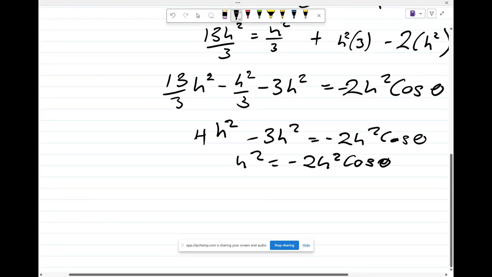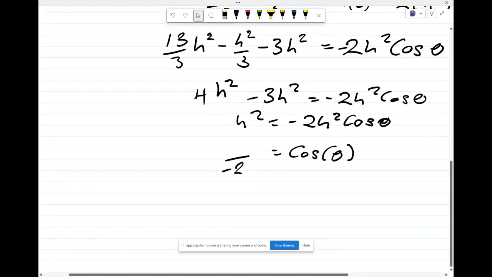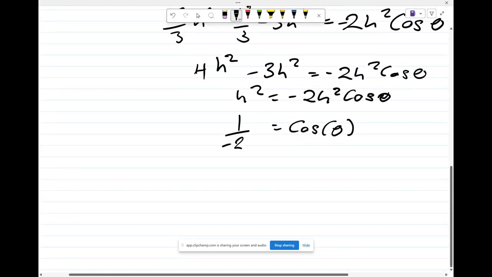Now, h squared is equal to minus 2h squared cos theta. We're trying to get to the cos theta. What's stopping us? The minus 2h squared. So let's divide across by the minus 2h squared. So h squared over minus 2h squared is equal to cos theta. H squared above the line, h squared below the line, they'll cancel. And we're left with minus 1 over 2 is equal to cos theta.